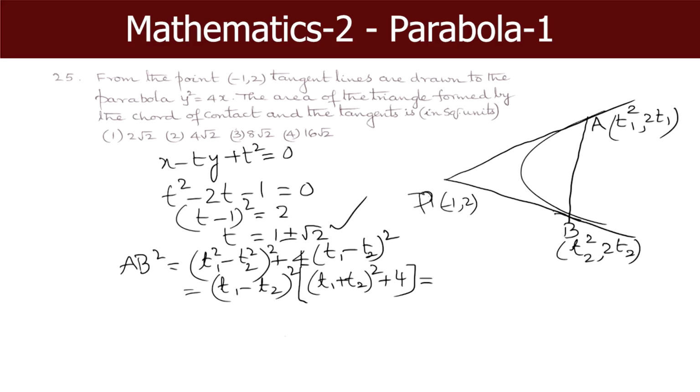ఇది ఎంతో చూద్దాం. ఇక్కడ t1, t2లు ఇవి. t1 మైనస్ t2 ఎంత అవుతుంది? 2 రూట్ 2 హోల్ స్క్వేర్ 8, ఇంటూ t1 ప్లస్ t2 2 స్క్వేర్ 4, ఇంటూ 4, 8. అంటే 64 అయింది. అది AB స్క్వేర్. సో AB ఈజ్ 8. సో ఈ డిస్టెన్స్ 8 ఇది.